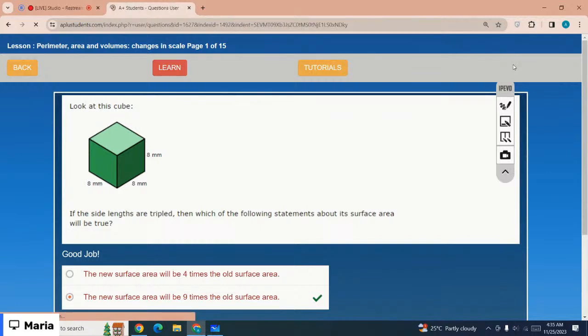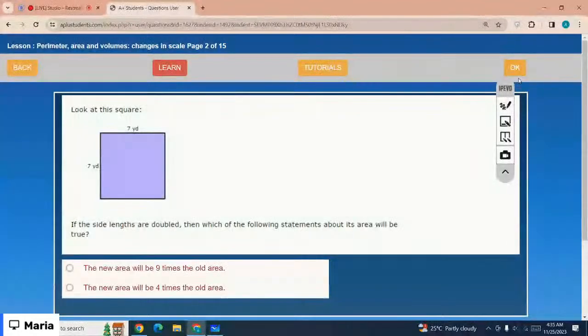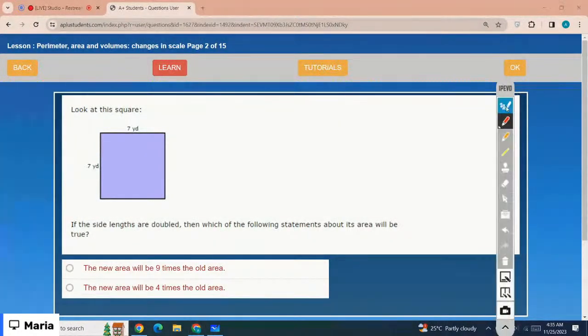Okay, the next one is: look at the square. If the side lengths are doubled, then which of the following statements will be true? The area of the square is side times side, right? This is the normal square. You can say s squared.